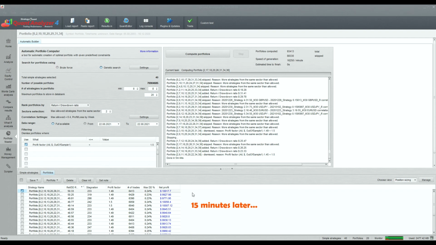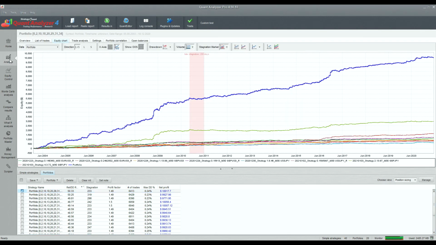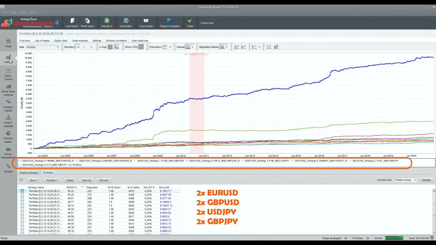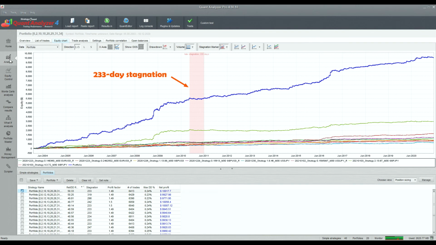The top 20 portfolios are now in the data bank. Let's select the best portfolio and examine its results. Each currency pair is represented twice in the 8 strategy portfolio, so the sector's selection feature has worked well. Portfolio stagnation is 233 days, which is not too bad for a 17-year period.